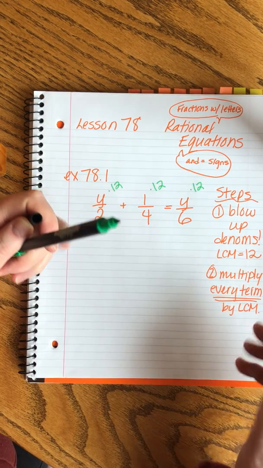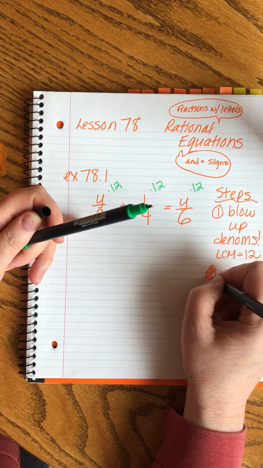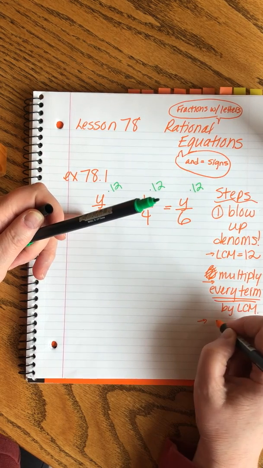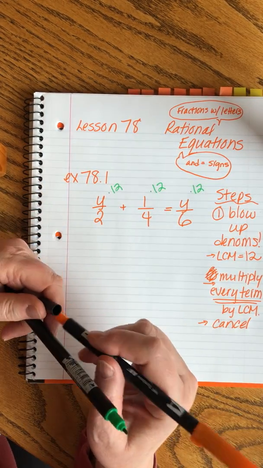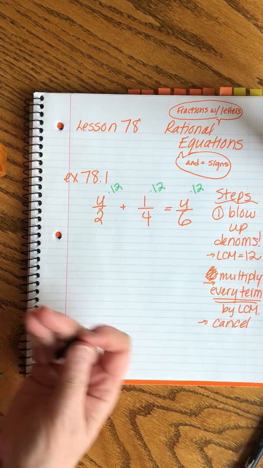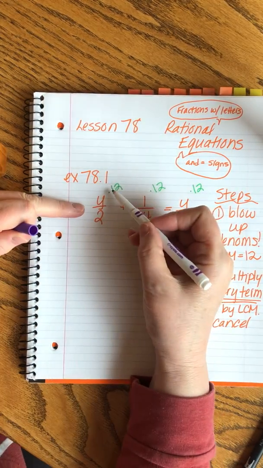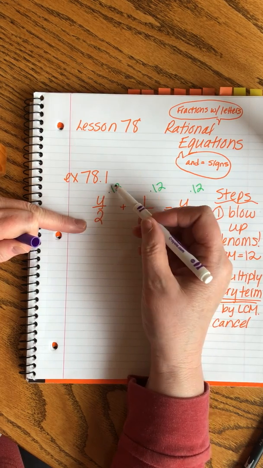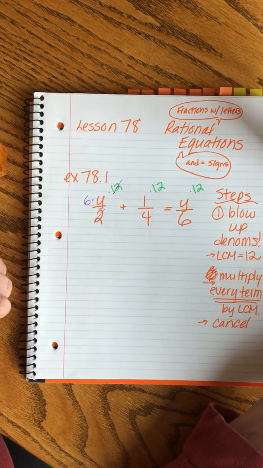Now, what we do, so this shouldn't be step number 2. First we found the LCM, then we multiplied every term, and now we're going to cancel. This is all part of blowing up the denominators. Now, look what happens. When we multiply this first one by 12, 12 in the numerator, this is in the denominator, I can now cancel my denominator against this. And I'll be left with 6 that I need to multiply in my numerator.